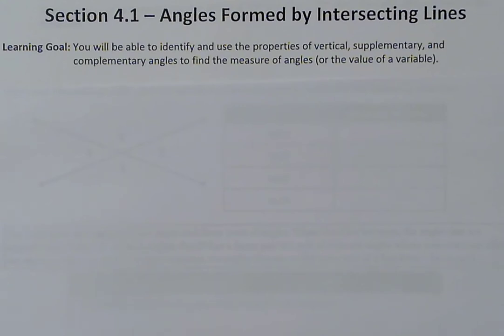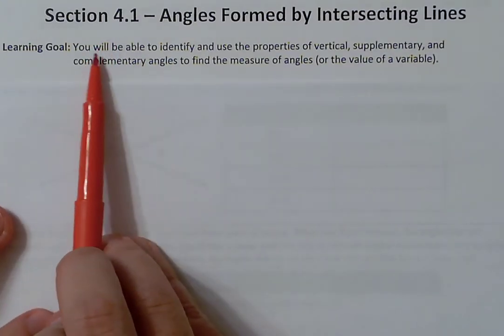For today's lesson, we're going to be taking a look at section 4.1, which is going to deal with angles formed by intersecting lines. Now, today's lesson, section 4.1, is our introduction to Unit 2, and it also kicks off Module 4.